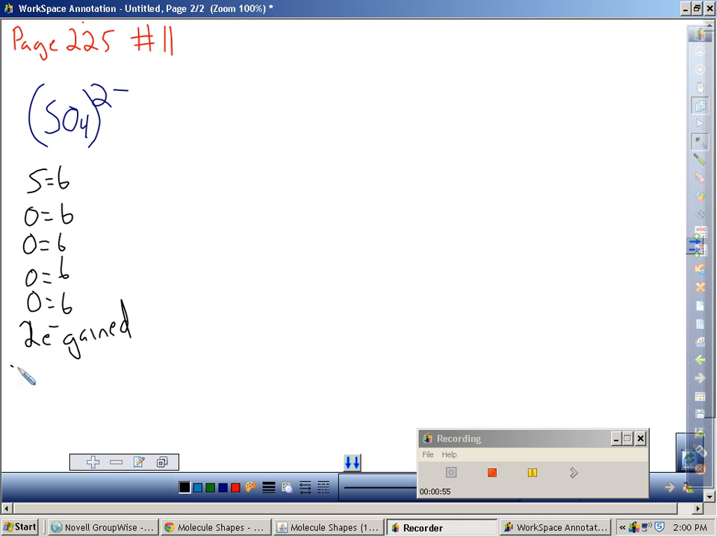So if I add all of these up, I have 32 electrons. So within this polyatomic ion, I have 32 electrons to distribute. So I always take the singular atom. There's only one sulfur. I take the singular atom, I put it at the center. Now I want to make these symmetrical if possible, so I have 4 oxygens, so I'm going to put 1 on each side.